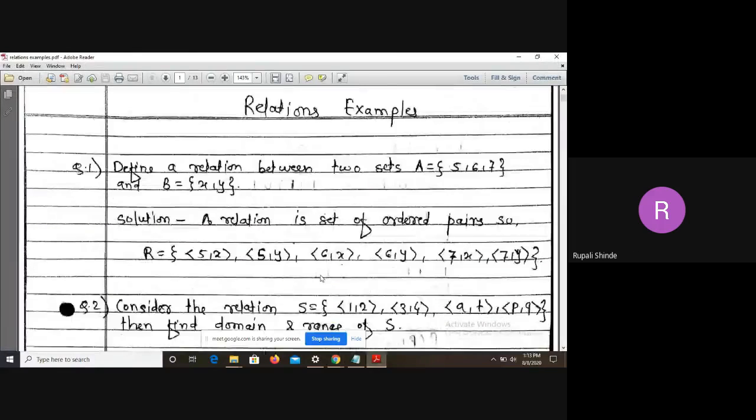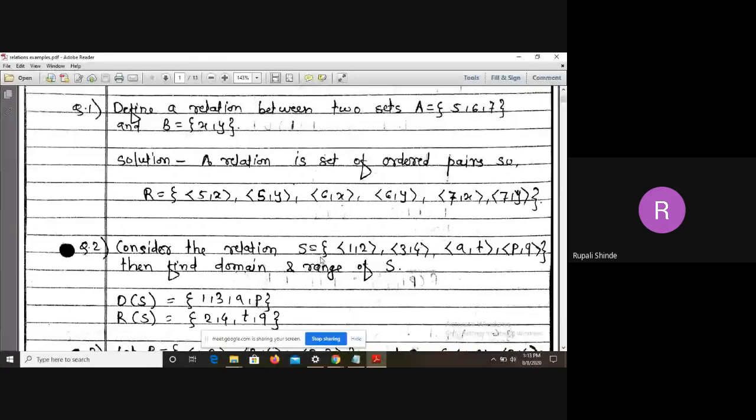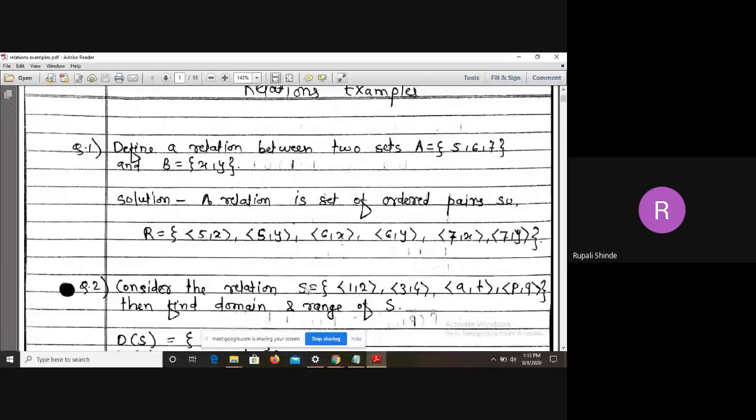Okay. Now, second problem is given as consider the relation S, and this consists of these ordered pairs. Then find domain and range of relation. So last lecture we have seen what is the meaning of domain and range of relation. So now you have to tell me what is domain and range of this relation S. So D of S means what? Domain of relation S. So what is that domain here?